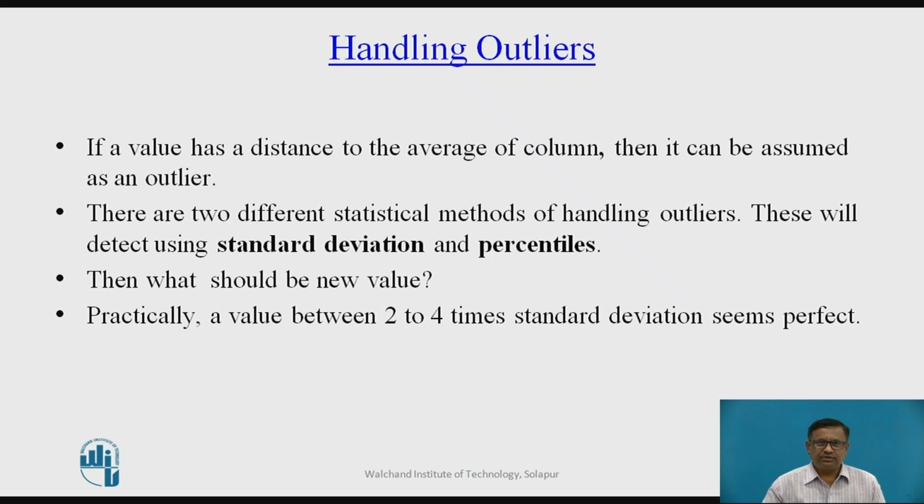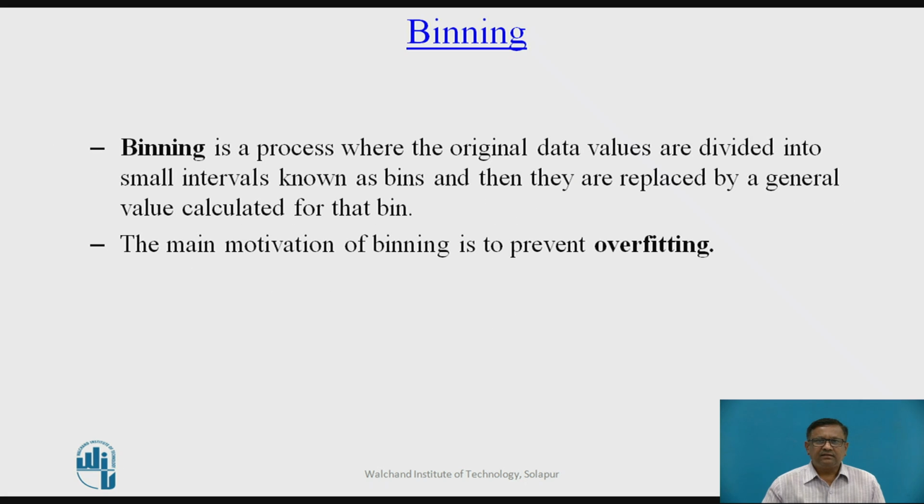Then what should be the new value if I use standard deviation, and what should be the new value if I use percentiles? So, practically a value between 2 to 4 times standard deviation seems perfect for all the machine learning applications. So, if some value is much more deviating from the remaining values in that column, then you find out the standard deviation, multiply it by a number between 2 to 4, and replace that deviating value.